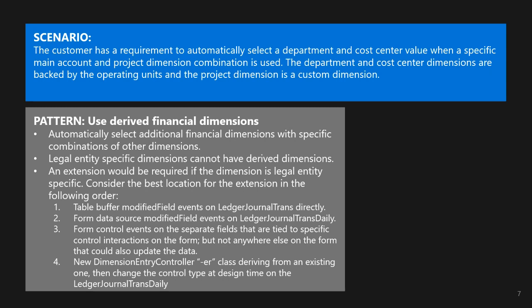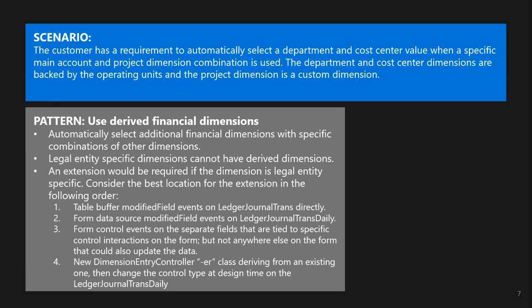So I guess legal entity specific would be like, in this example, the scenario, right, we're doing a project dimension and it's a custom dimension. But if I was using the project module and I wanted to do an entity-backed dimension for the project, that would be legal entity specific. So I think you're saying that I couldn't use a derived financial dimension in that situation. Is that right? Right. That's where using a customization to the forms that you want this behavior on would make sense.